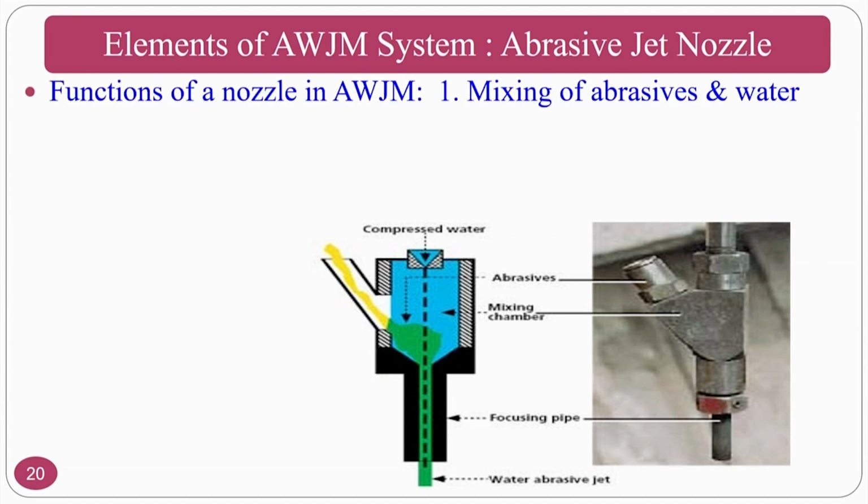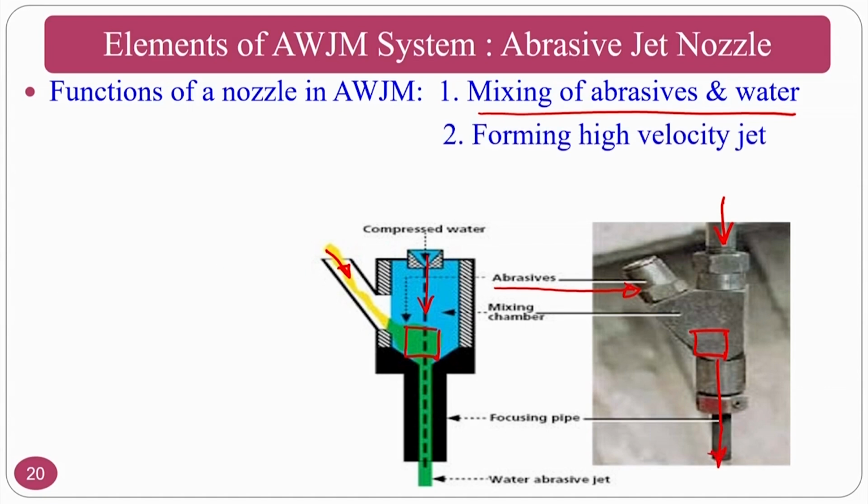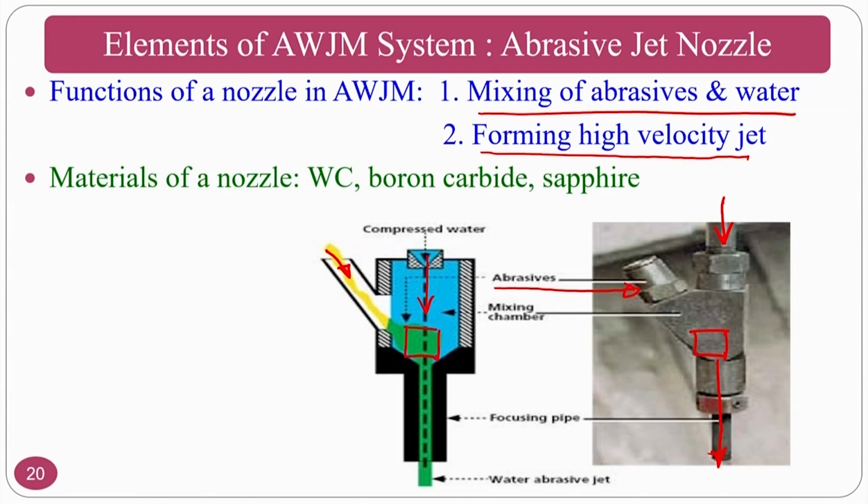The function of the nozzle is mixing of the abrasives and the water, that is what takes place. Here the abrasives are coming, at the same time here the compressed water is coming. So, both are mixing here. This is a mixing region, which is green in color, and it is impinging. So, practically, this is the abrasive feeding system, the water feeding system, both will mix in this particular region and it will impinge onto the workpiece. So, mixing of the abrasives is one of the functions, and forming the high velocity jet, that is the abrasive water jet, is another function of this abrasive jet nozzle.